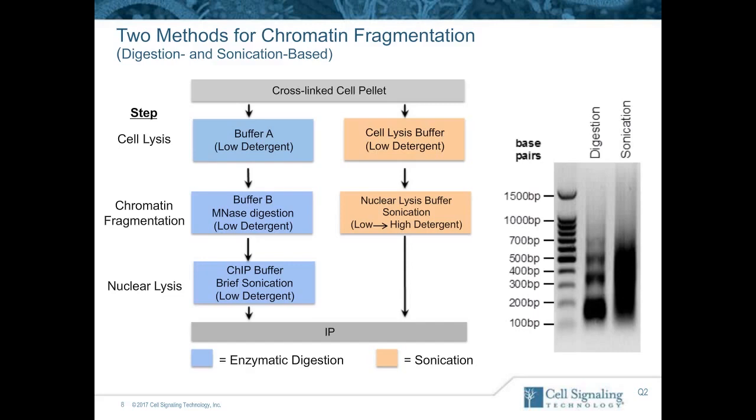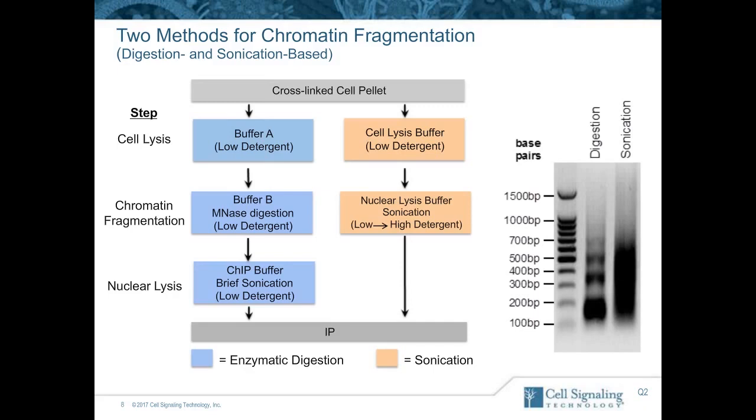Now, the sonication can be done in a number of different conditions. Some protocols use a low detergent buffer. Other protocols use a high detergent buffer. And different types of sonicators can be used. Traditionally, a probe sonicator has been used for ChIP, but newer water bath and ultrafocus sonicators can be used. Regardless of the sonicator used, you need to do a bit of optimization for the sonication protocol.